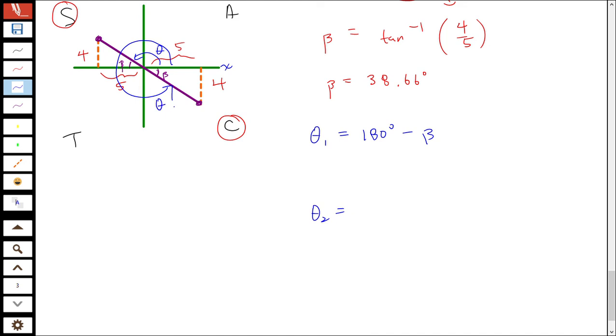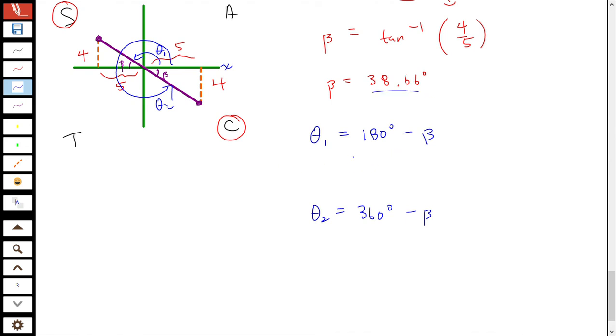So that's going to be my theta number 2. So it's theta number 1, theta number 2, and this is going to be a full circle, which is 360 minus the beta. So theta 2 is going to be 360 degrees minus the beta. And we know the value of beta.